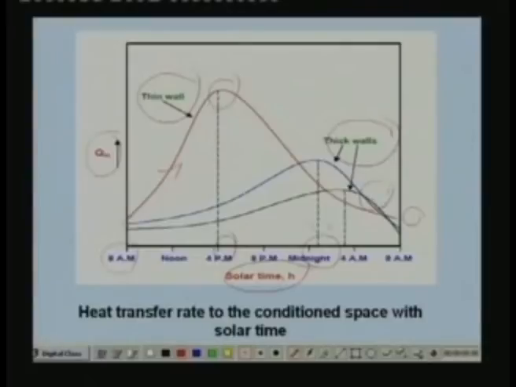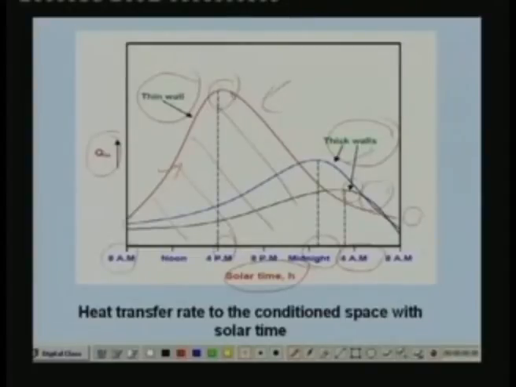And for a still thicker wall, you find that the peak heat transfer rate takes place not during the daytime at all, but it takes place at about 4 am, that means in the morning. So this is the effect of the thickness of the wall on the heat transfer to the conditioned space at different times. And you can also see that the total heat transfer rate, that is nothing but the area under this curve, is much higher for the thin wall compared to the thick wall.